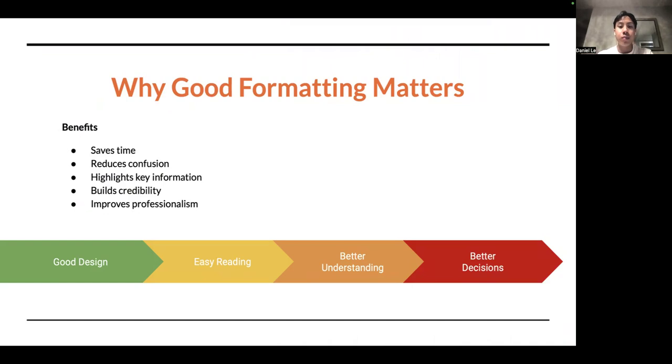And it also highlights important information and creates a more professional appearance. A well-formatted document shows attention to detail and builds credibility. As shown in the diagram, good design leads to easier reading, which improves understanding and helps people make better decisions.